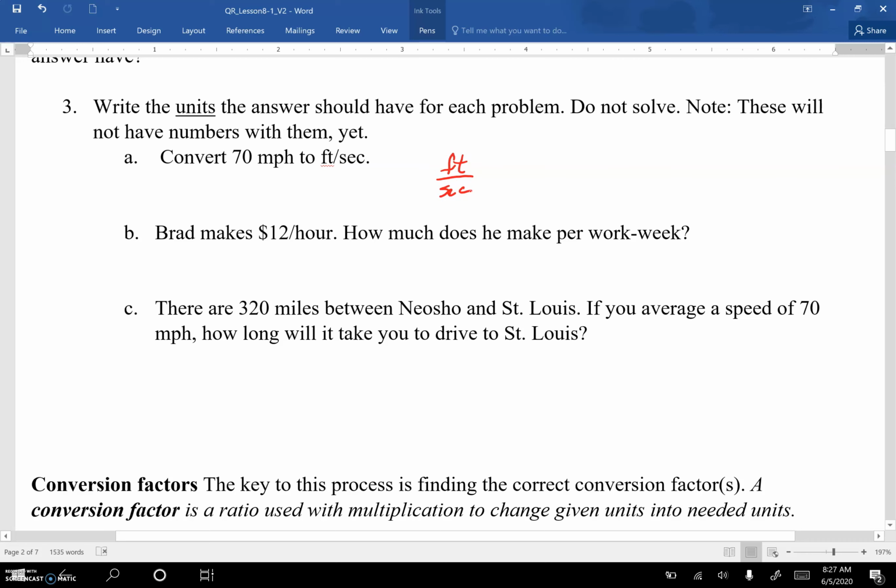Brad makes $12 per hour. How much does he make per work week? Oh, here's a word per. So we know that this work week is going to be on bottom. How much? What are we talking about when we say how much? We're talking about how much money. And so this would be dollars over work week.